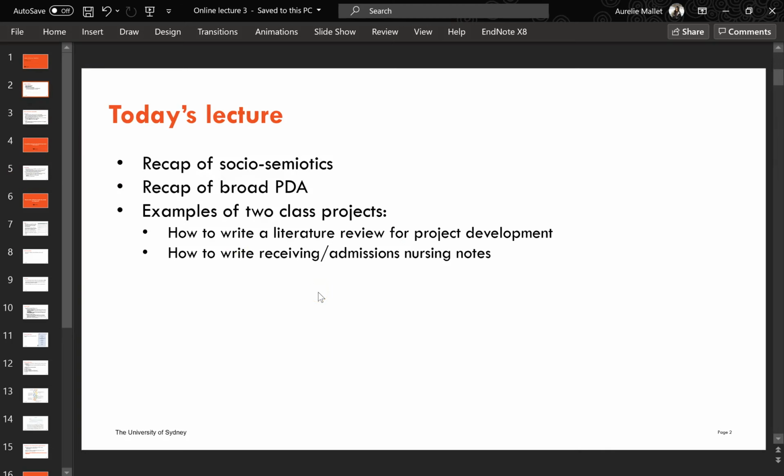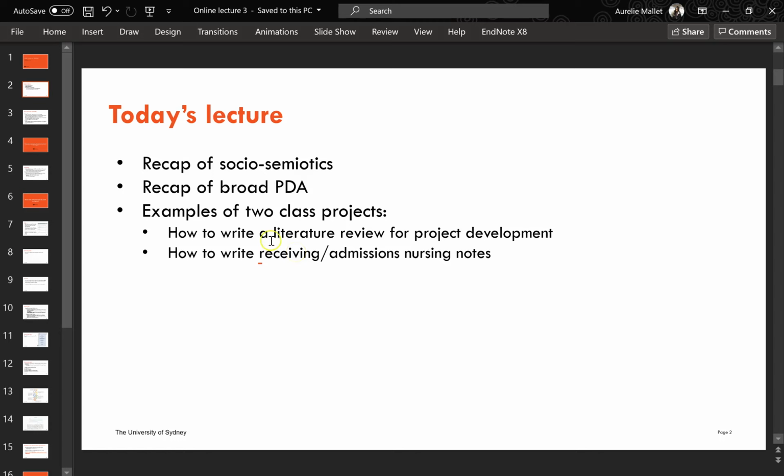So in today's lecture, I'm going to start by recapping some of what we did last week. So I'll first go through sociosemiotics and what it is in relation to your projects. And I'll also recap briefly broad PDA, although I won't spend too much time on that because we've covered that quite a bit.